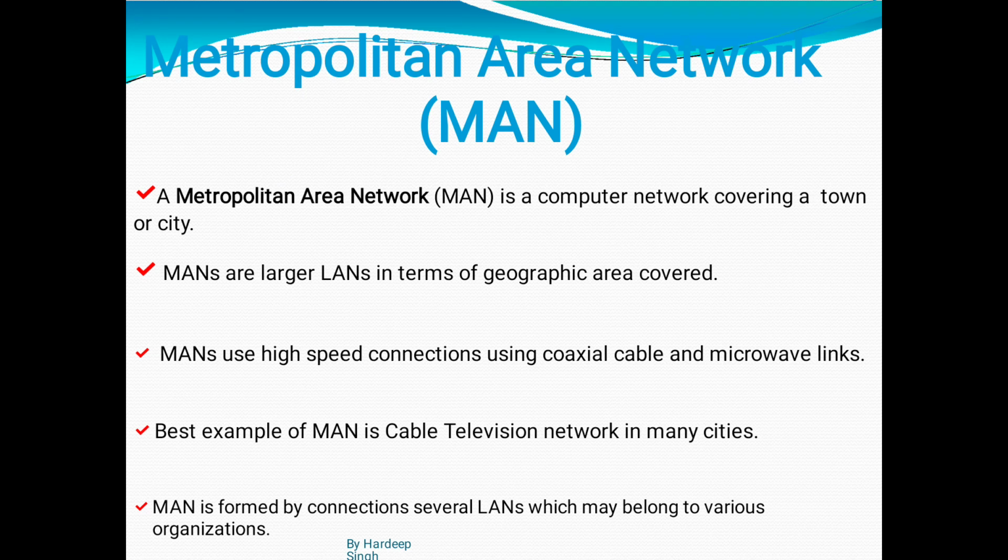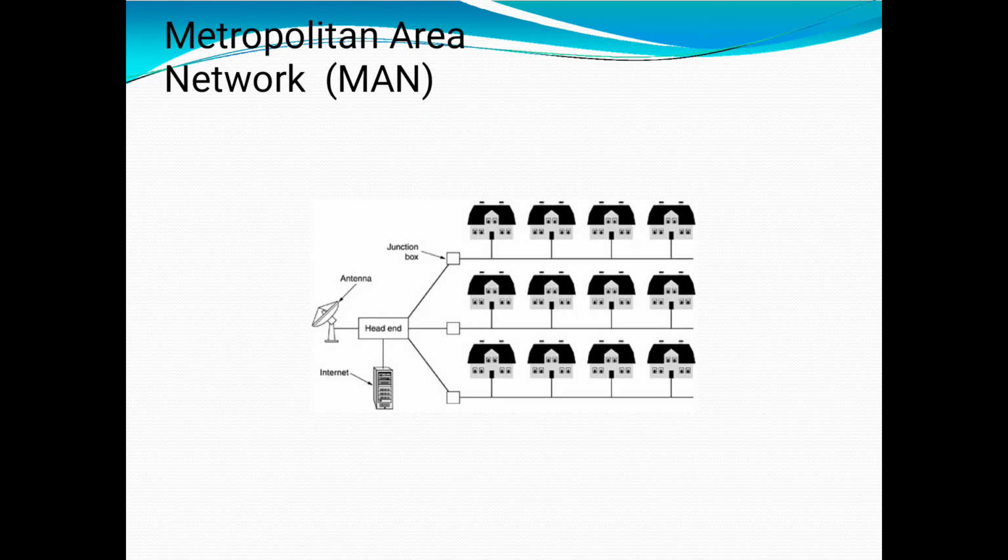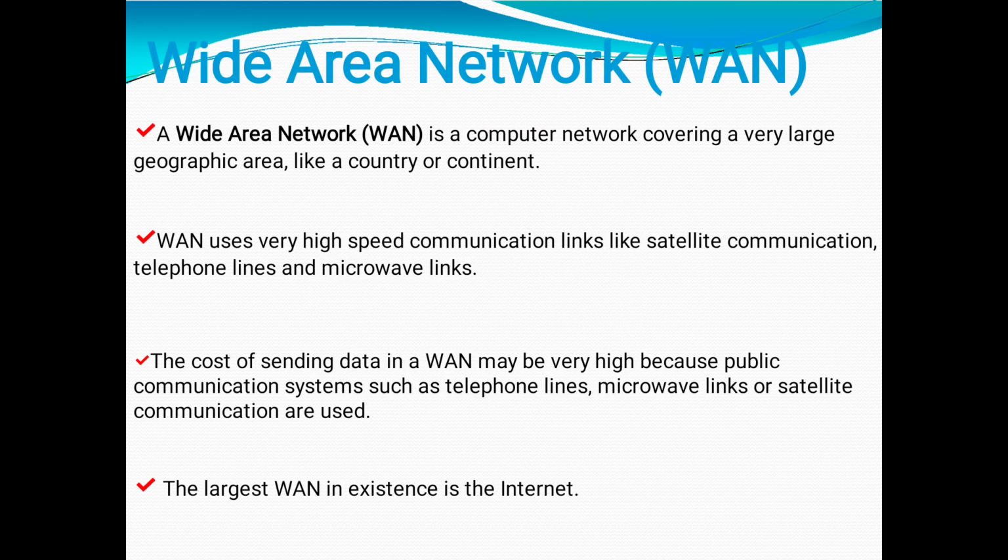Next one is metropolitan area network, a computer network covering a town or a city. It uses high speed communication lines like coaxial cables and microwave links. MAN can be formed by using several LANs. This is a simple example for metropolitan area network.